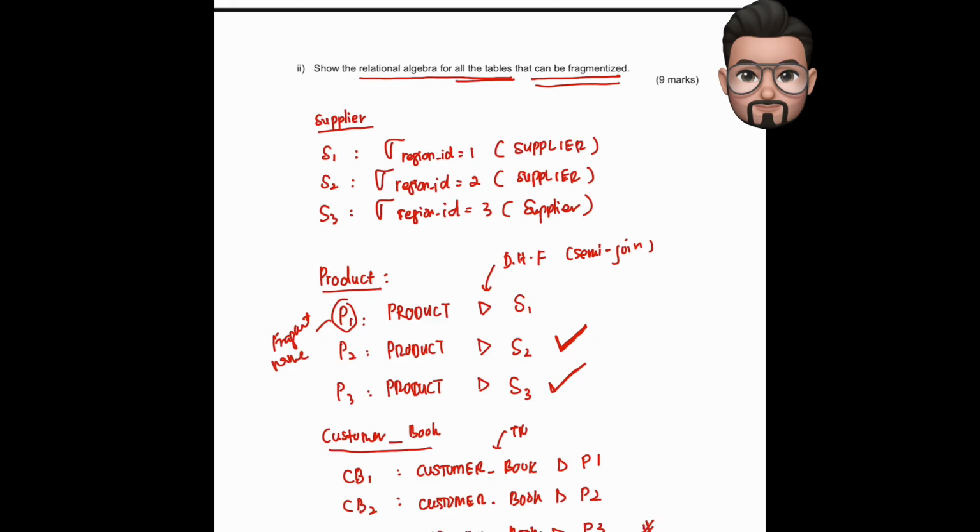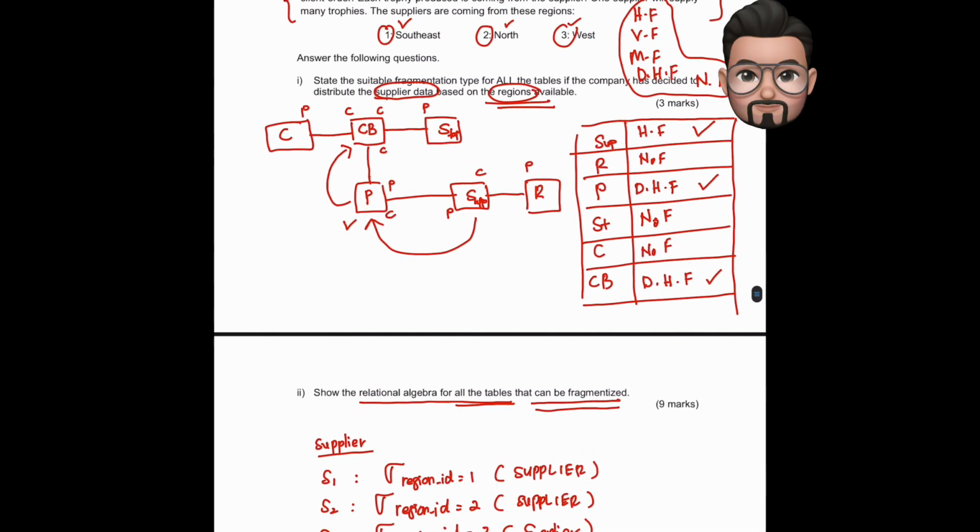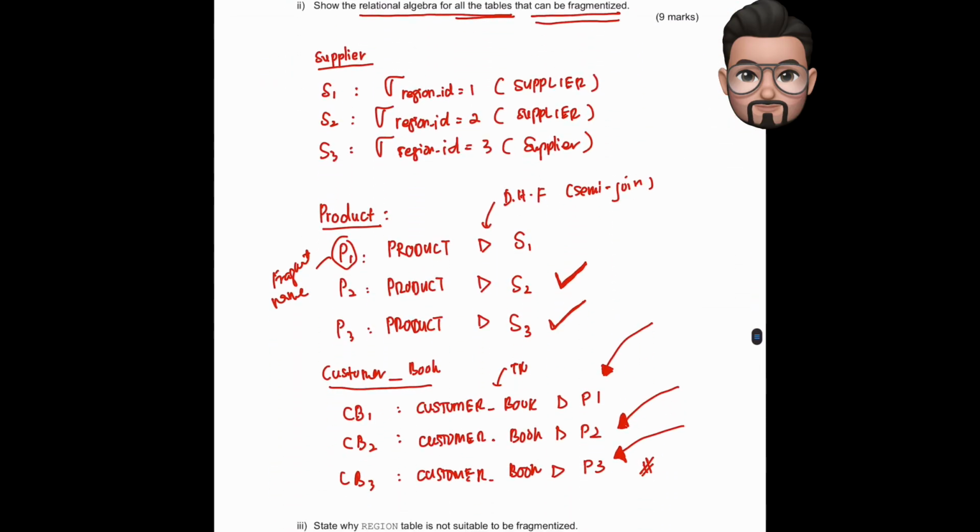Okay, so what does it mean? We want all the customer booking information of products in region 1. We want all customer booking of all the products in region 2. All the customer booking of all the products in region 3. Do we have any other tables to be fragmentized? No, we have only 3. So now we are done with all these 3 relational algebra for the tables that can be fragmentized.